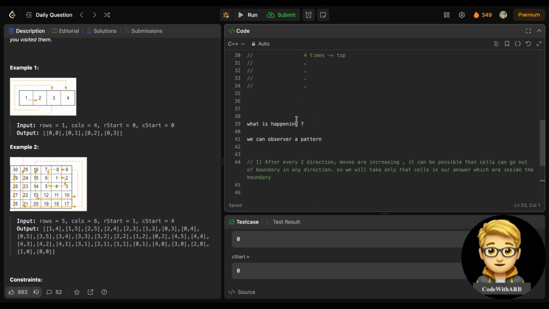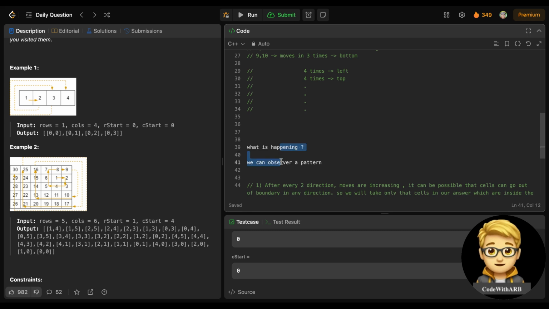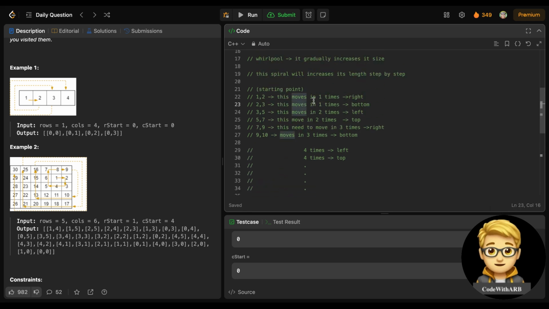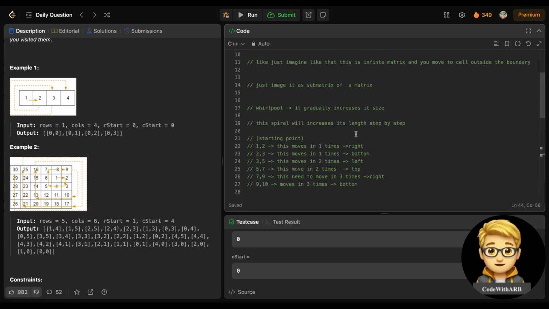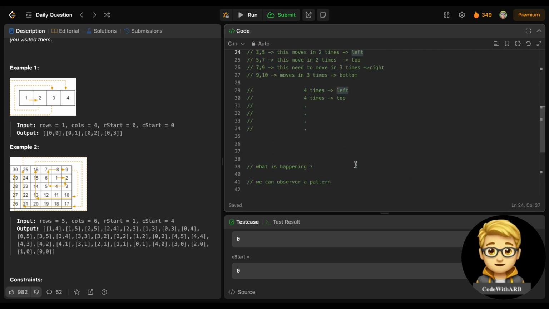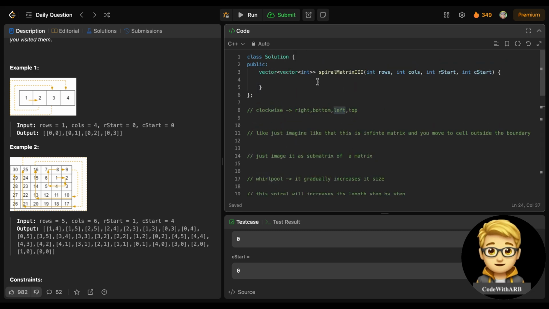And if you observe each and every direction, after every two directions the moves are increasing. We will remember that, and then we will implement it. So let's just start the implementation.